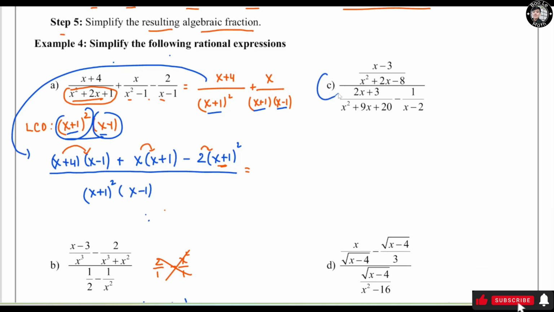Now question C is similar to question B. I will leave this one for you to practice. The answer is (s − 3)(s + 5) divided by (s² − 10s − 26).